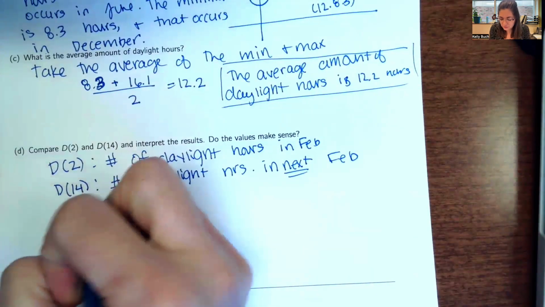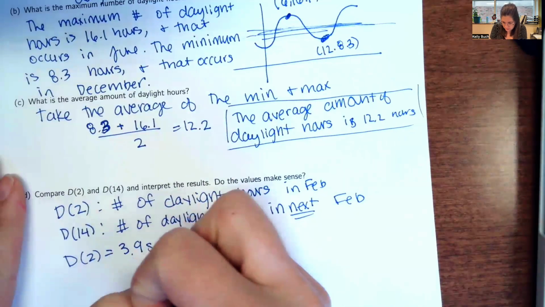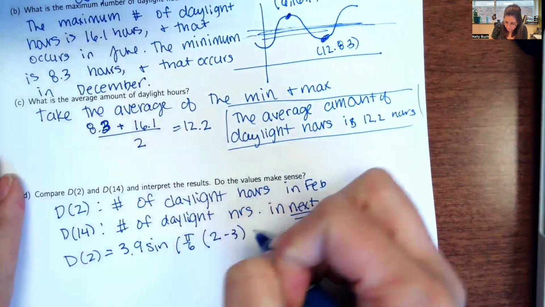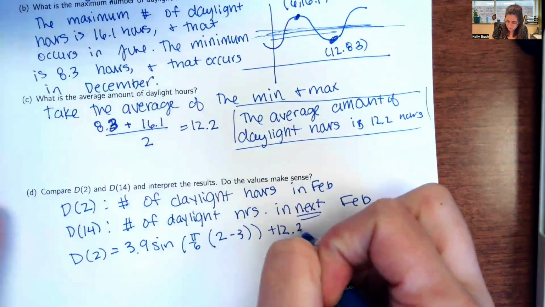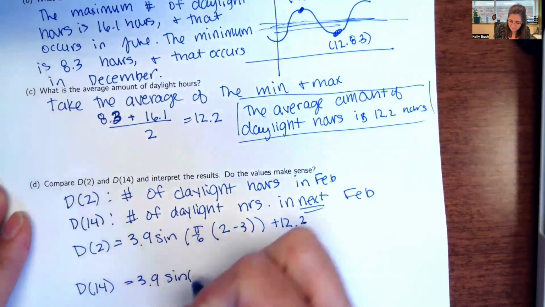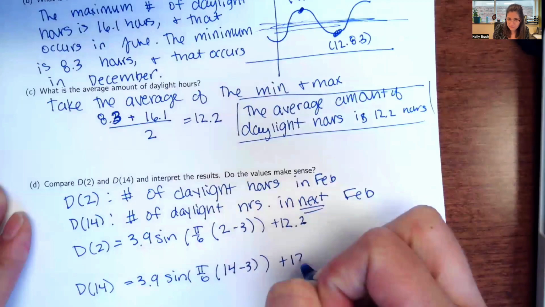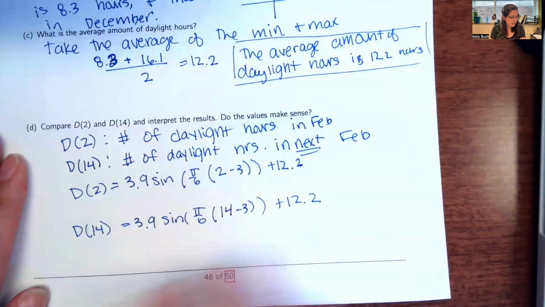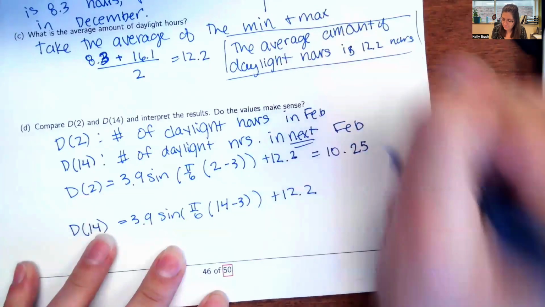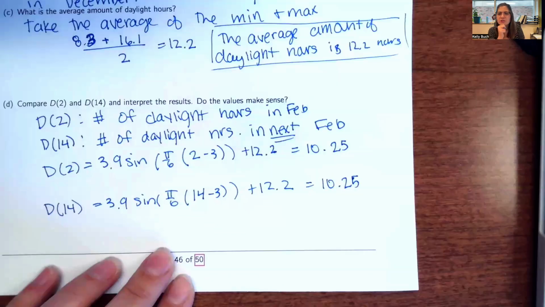So D of 2, I'm going back to my original function way up here. D of 2 is 3.9 times sine of pi over 6 times 2 minus 3, and then plus 12.2. And D of 14 is going to be 3.9 sine of pi over 6 times 14 minus 3 plus 12.2. Okay, I went ahead and already plugged those into my graphing calculator. On this one, I get 10.25. And in this one, I get 10.25 as well, which was the same number.